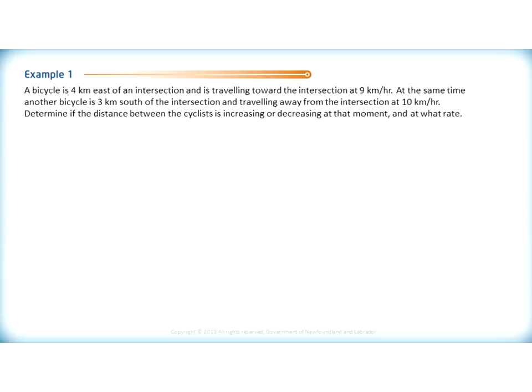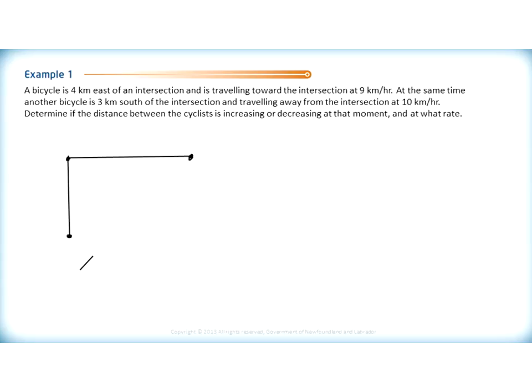So we're going to start with a situation where we have a bicycle that is 4 kilometers east of an intersection. So let's say that our intersection is at a point right about here, and we have one bicycle that's 4 kilometers east of that point. That one's traveling toward the intersection at 9 kilometers an hour, and at the same time we have another bicycle that is 3 kilometers south, and is traveling away from the intersection at 10 kilometers an hour. So we have one bicycle over here and one bicycle down there.